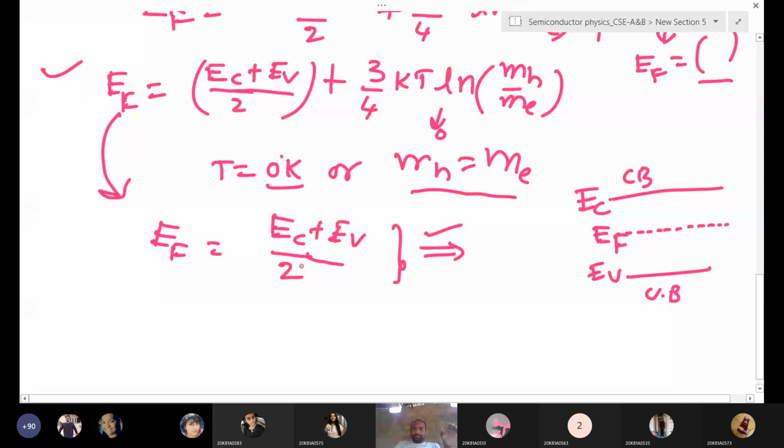Okay, so this (EC + EV)/2 means the Fermi level is exactly in the middle of the band gap at 0 Kelvin, or when the electron effective mass and hole effective mass are equal. This is exactly the middle of the semiconductor band gap. That is the information it gives. Okay, (EC + EV)/2 is the middle of the band gap. From this, we will also draw how the Fermi level is changing.